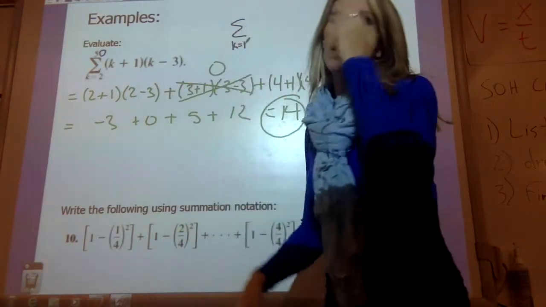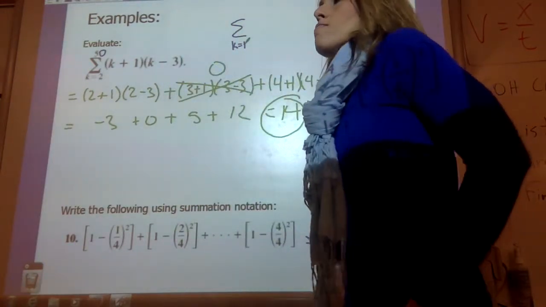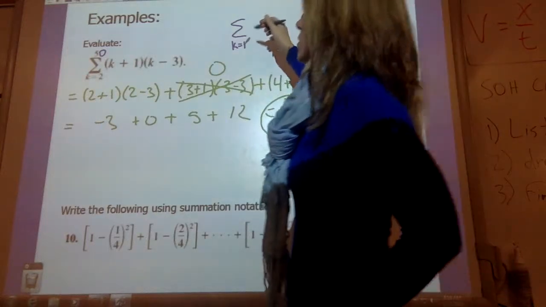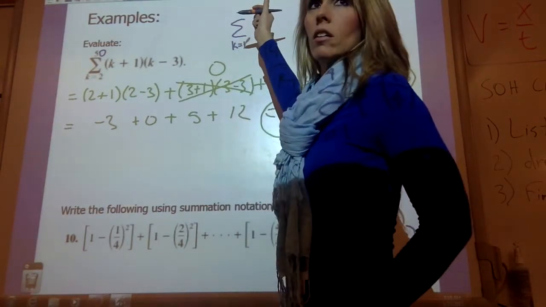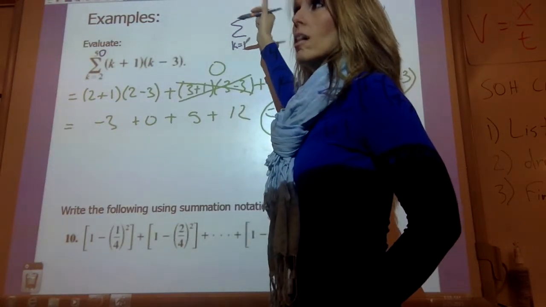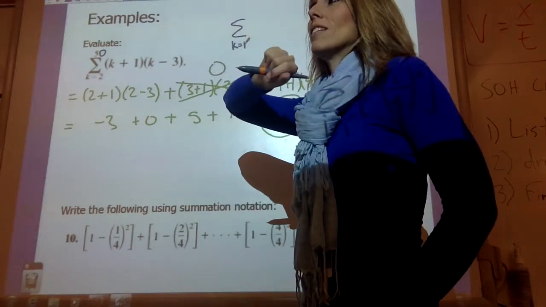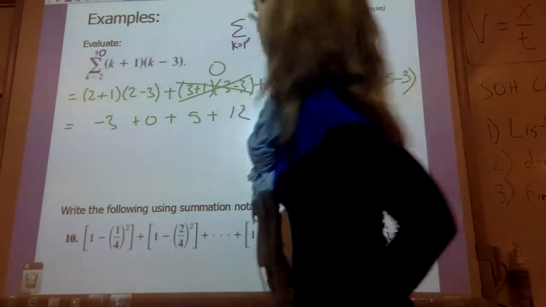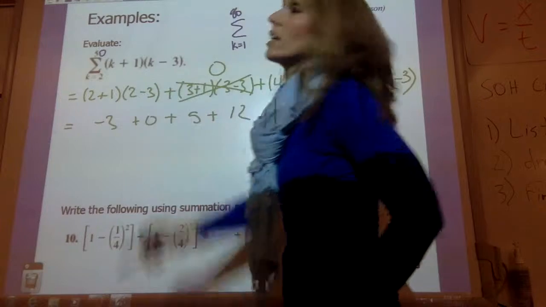Like instead of 2 to 50, I could go 1 to, what do you think? What if you just went 1 to 50 and took the first term out when you were done? We can do that. You want to do that? It's probably the least amount of work.